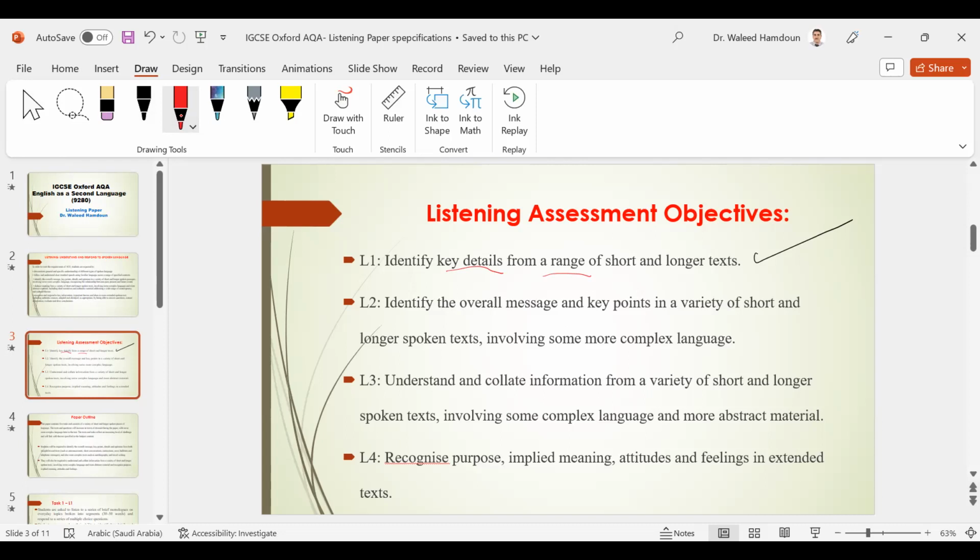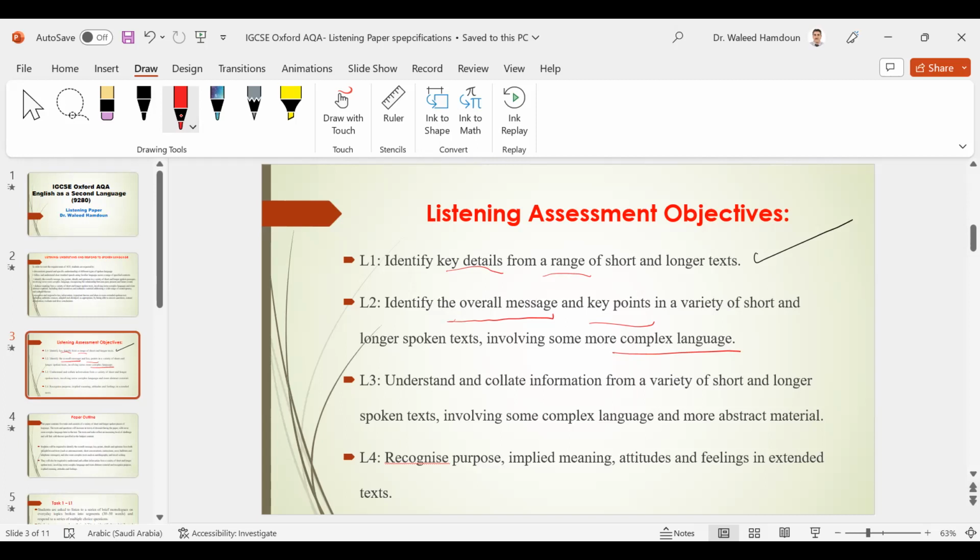Number 2, identify the overall message and the key points in a variety of short and longer spoken texts involving some more complex language. And also this is really important. So when you listen, you should be familiar with the content of the talk. What is the message in this talk? What are they talking about? And why?